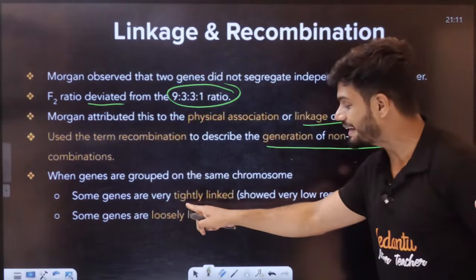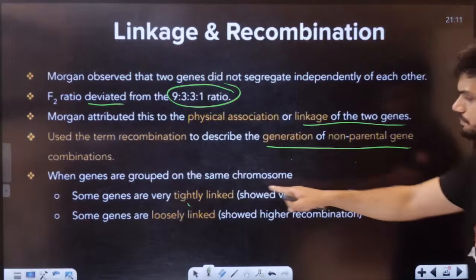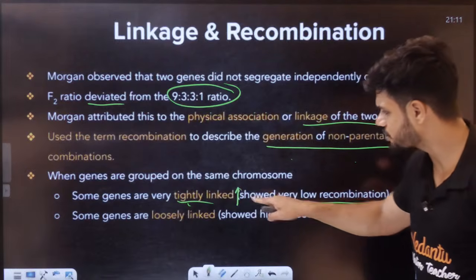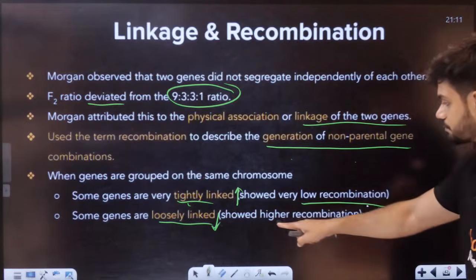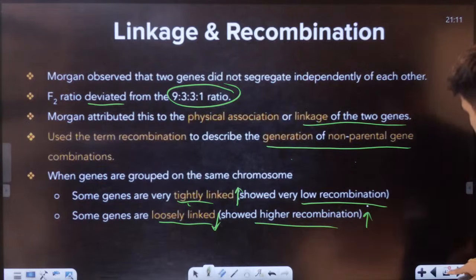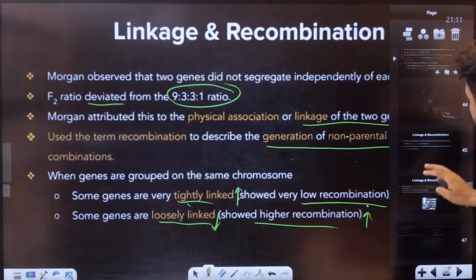Some genes are very tightly linked and show very low recombination. Tightly linked means very high linkage. Some genes are loosely linked, very far from each other. Linkage is low, recombination is high here. Students, with that, that concept is also over.